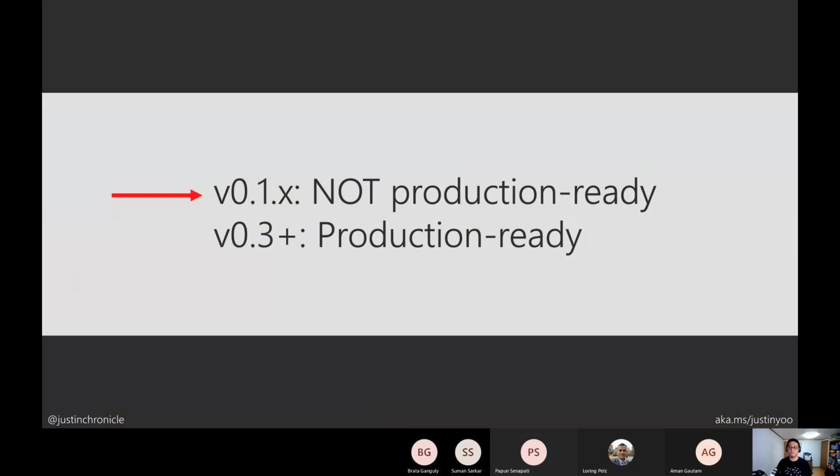Currently, the current version is 0.1.37, which is still alpha, meaning not production ready yet. But at the end of this year or early next year, it will go up to version 0.3, which will be production ready. So for now, you can play around with Bicep files inside your company, but I wouldn't recommend using them for production yet.